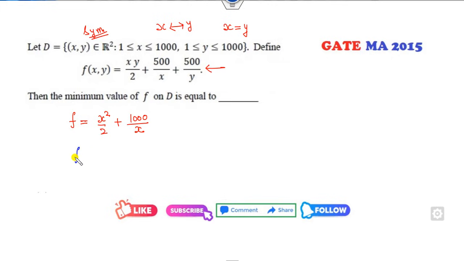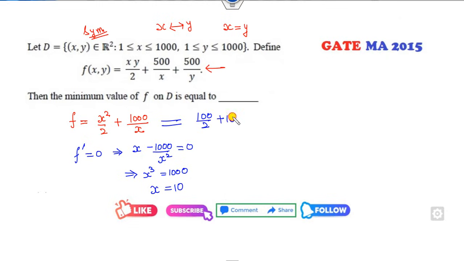How can you find the maximum or minimum? The first derivative should be 0. So it is x minus 1000 over x square is 0. So what is the value of this? x cube will be my 1000, x will be 10. I can substitute the value of 10 here. So it is 150, the right answer.